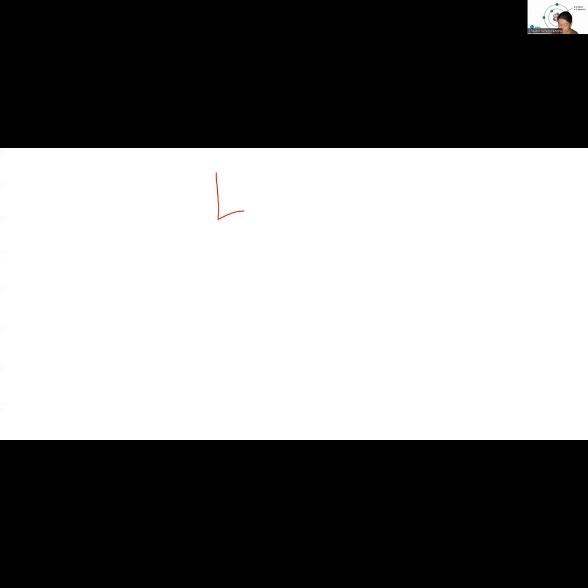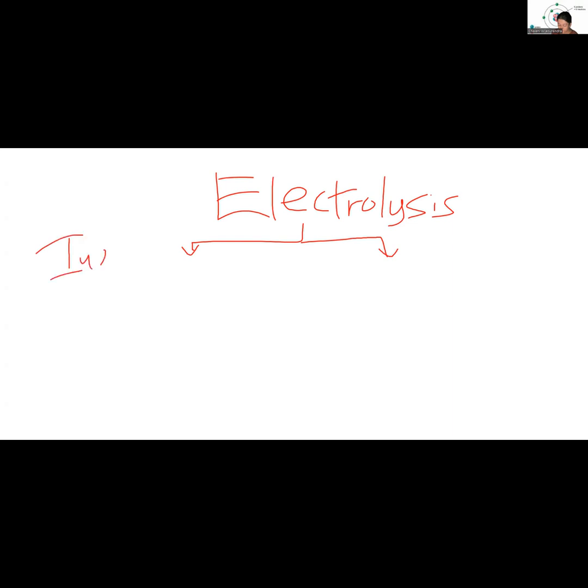I said electrolysis can be categorized mainly under two areas: inert electrodes and reactive electrodes. Inert means unreactive. Under that also we learned inert and reactive electrodes.